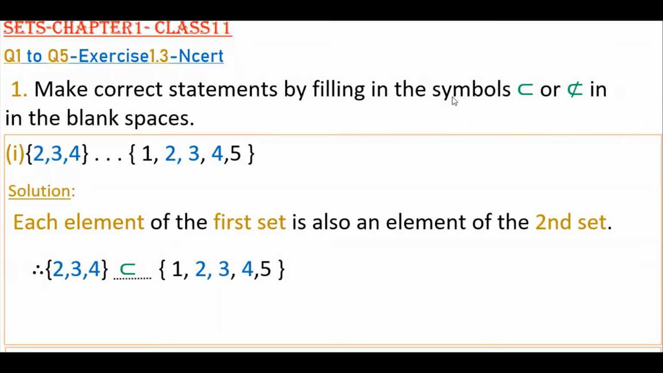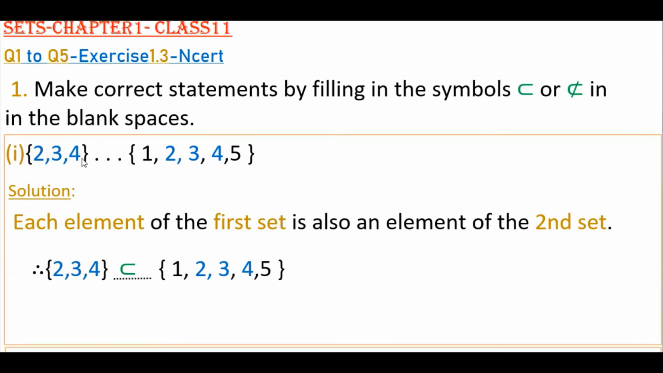Now I am going to tell the solutions of question 1 to question 5 from exercise 1.3 from NCERT. This is the first one. Make correct statements by filling in the symbols is a subset of or is not a subset of in the blank spaces. So here some questions are given. The first one: the first set is {2, 3, 4}. The second set is {1, 2, 3, 4, 5}. So you have to check whether the first set is a subset of the second set or not.